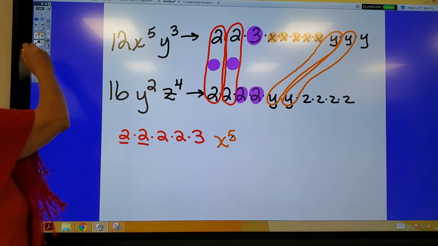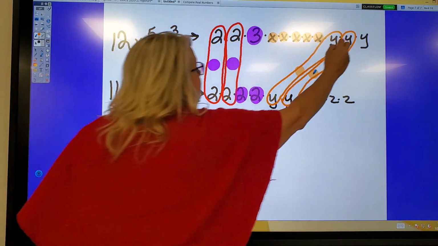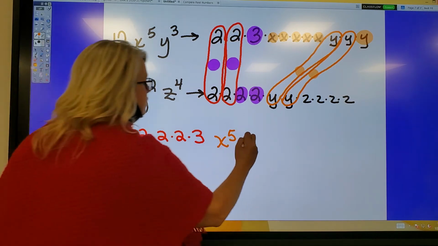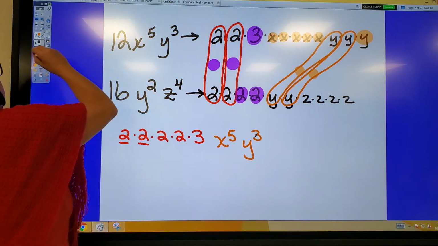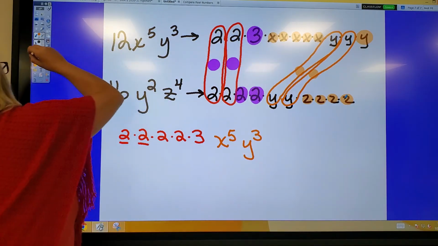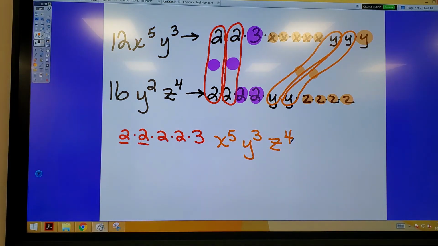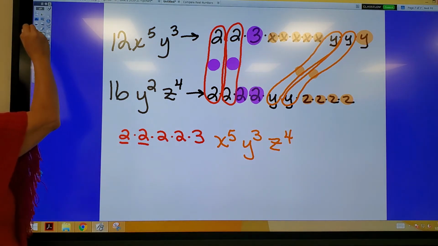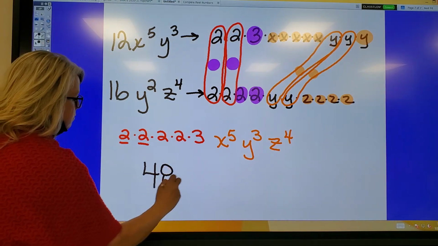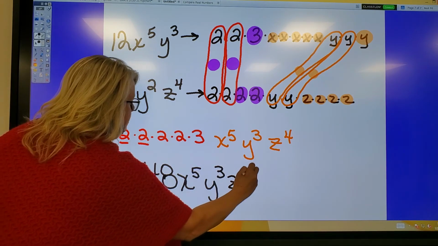They have 1, 2 y's shared, and then this other y. So how many y's total? 3. And then no z's are shared, so we're going to count these 1, 2, 3, 4. What is my coefficient here, by the way? 48. I agree. 48, x to the 5th, y to the 3rd, z to the 4th.